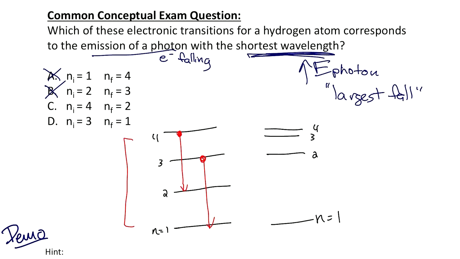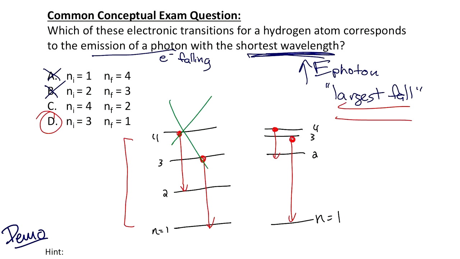And so if you draw the energy diagram incorrectly, you can't answer the question. This is incorrect, you can't answer it like that. The hydrogen atom does not look like that because you're incorrectly spacing those energy levels. So let's use the correct diagram. 4 to 2, that's C, versus 3 to 1. So which transition emits a photon with the shortest wavelength, C or D? D, yes, because it's the largest fall.